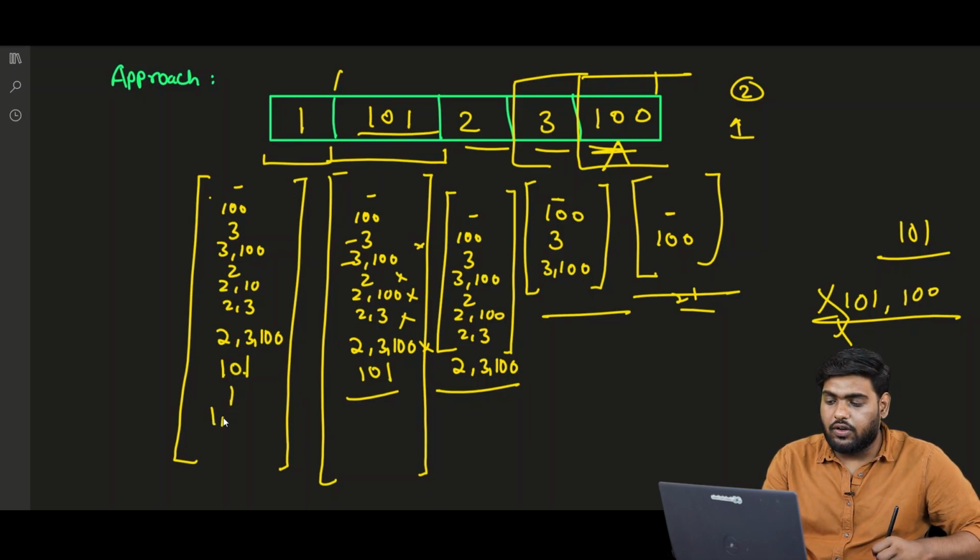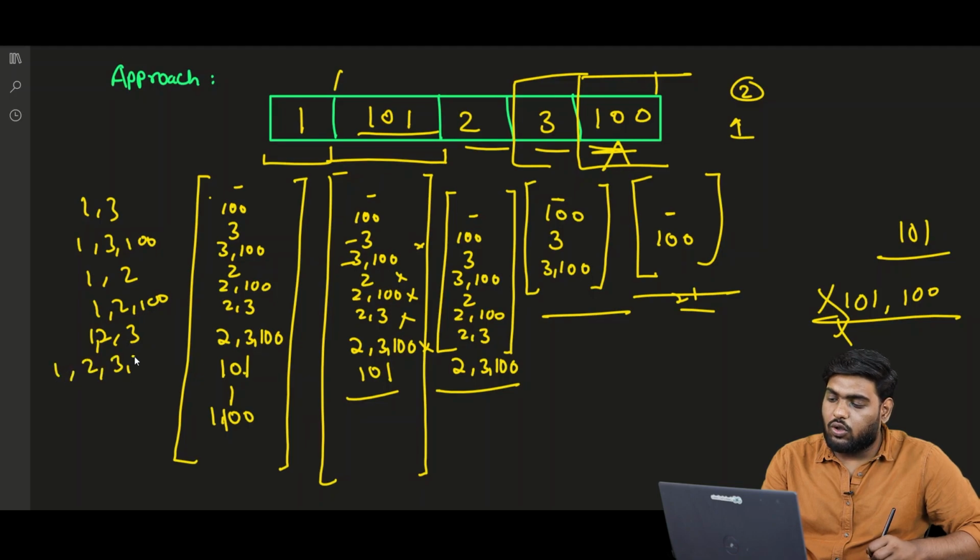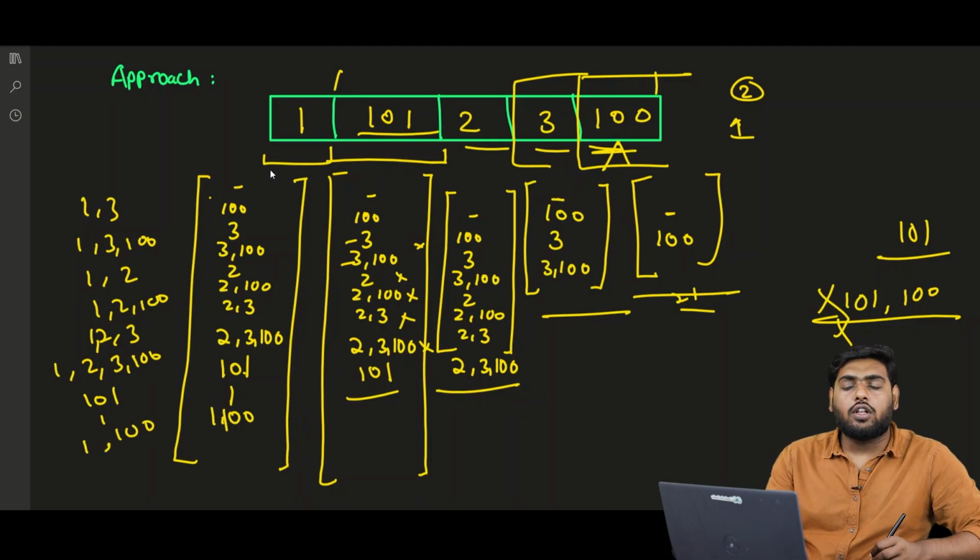1 with 100 will be 1, 100. Similarly, 1 with 3, let me write it here: 1 comma 3, 1 comma 3 comma 100, 1 comma 2, 1 comma 2 comma 100, 2 comma 3, 1 comma 2 comma 3, then 1 comma 2 comma 3 comma 100, and 101, 1 and 1 comma 100. Fine. So these are all the subsequences.